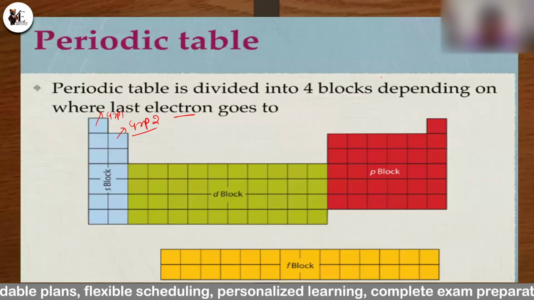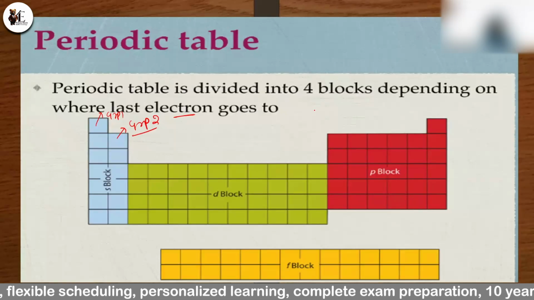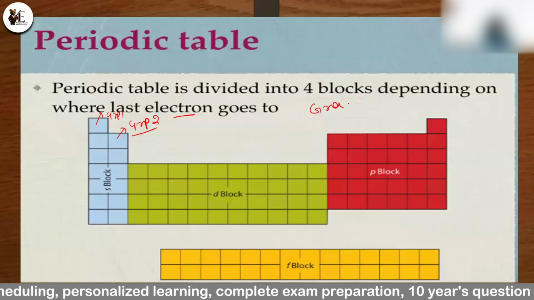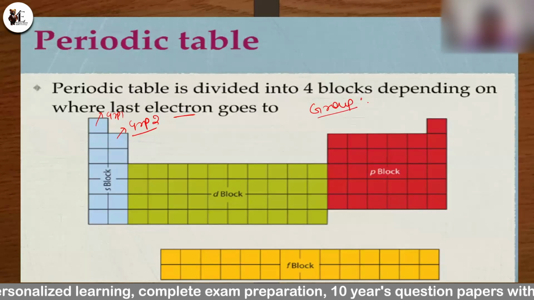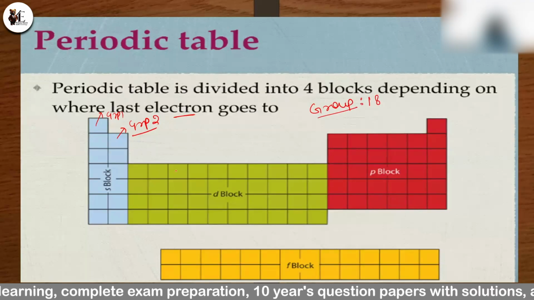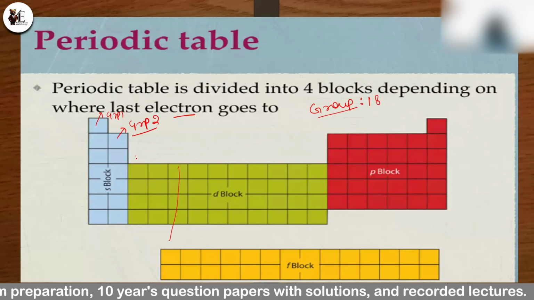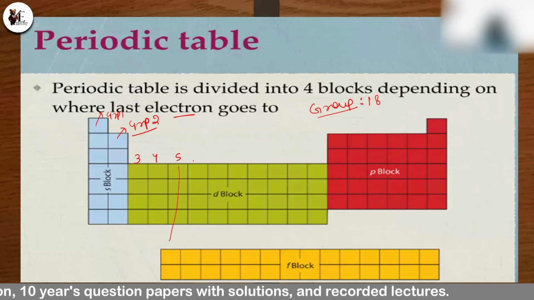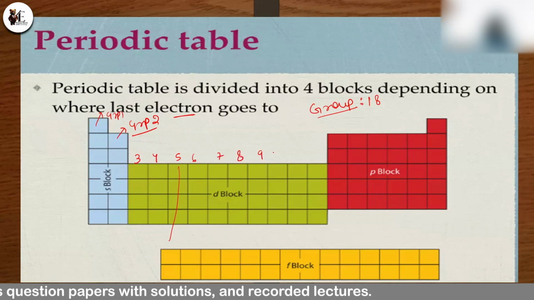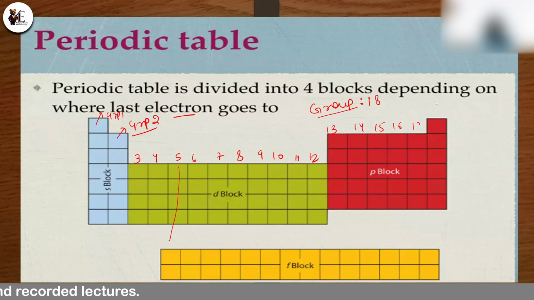8, ma'am. But when you study, you are in A level now, so you will tell that groups are 18. Okay, we count the groups of the D block elements also, so it is 3, 4, 5, 6, 7, 8, 9, 10, 11, 12, 13, 14, 15, 16, 17, 18. So we have 18 groups in the modern form of the periodic table.